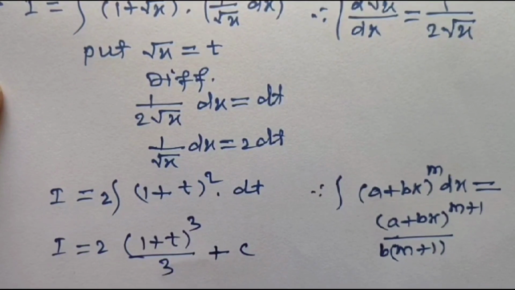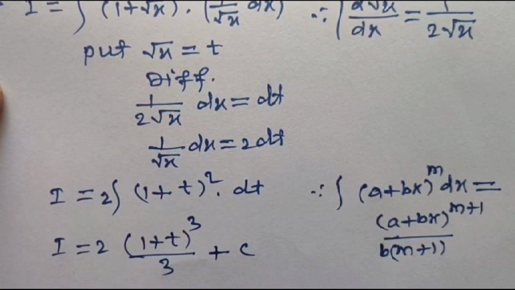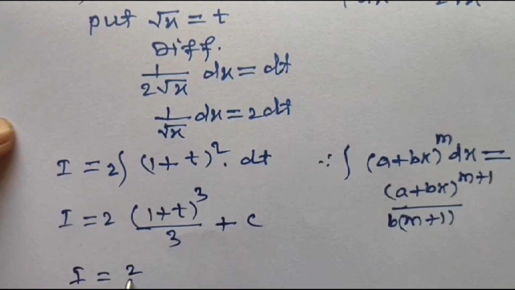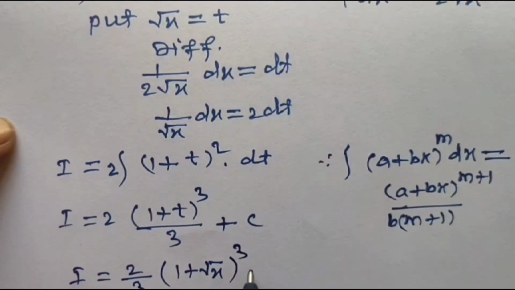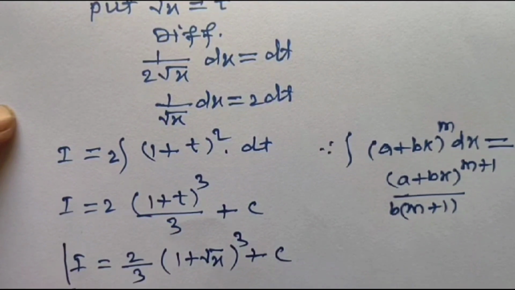Now we want the old variable x. You can replace t by root x here. Hence I is equal to, we can write, 2 upon 3, 1 plus root x cube, plus the integral constant c. So this is the answer.